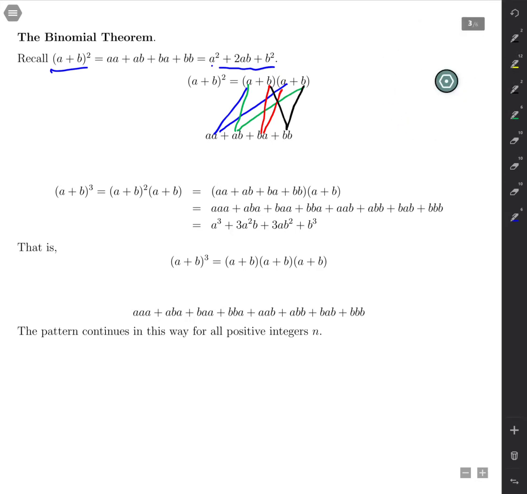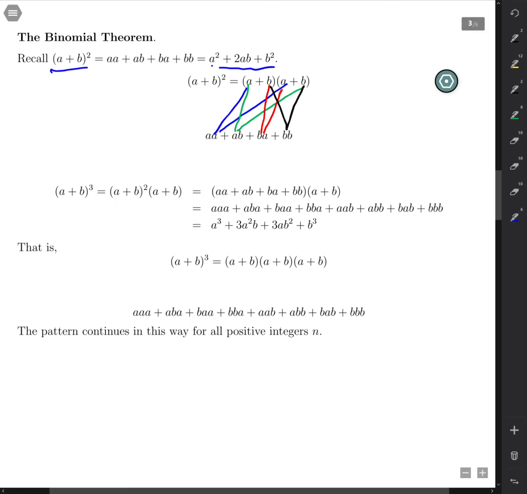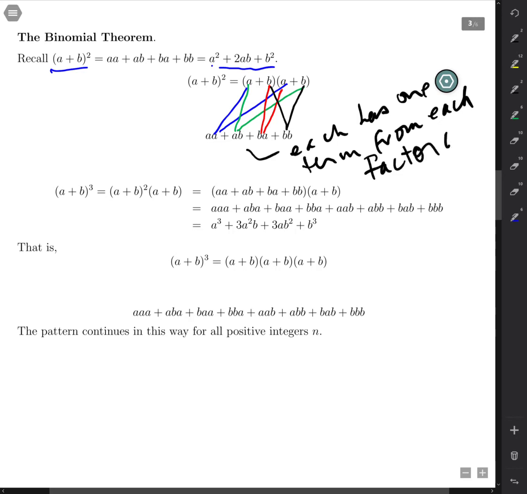So each term here has one term from each factor of a plus b. So each of these took one of the terms to form that product down here.